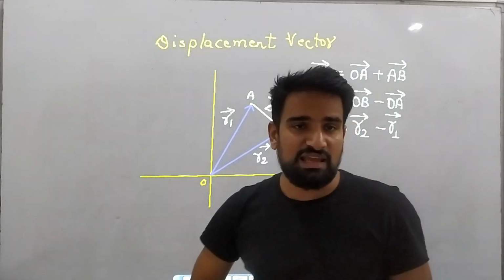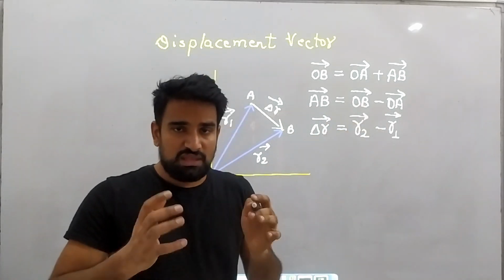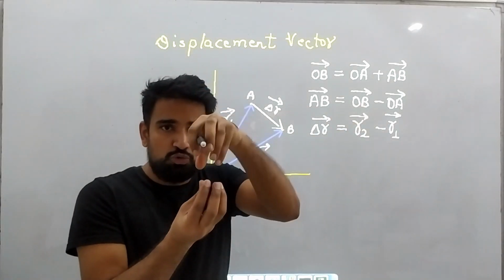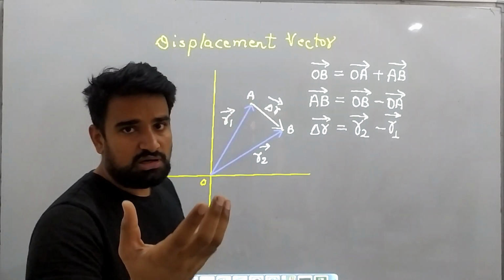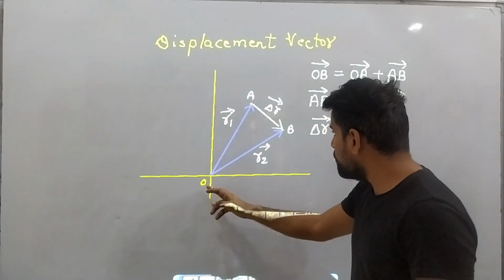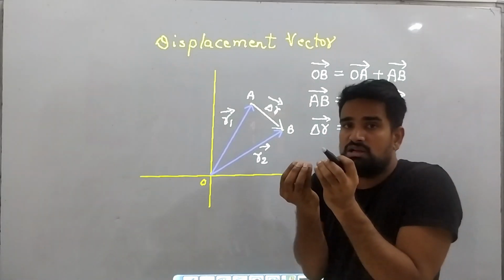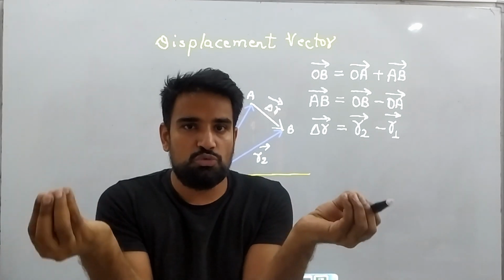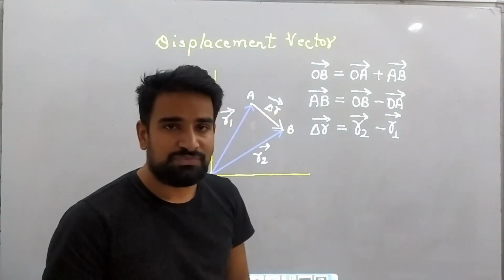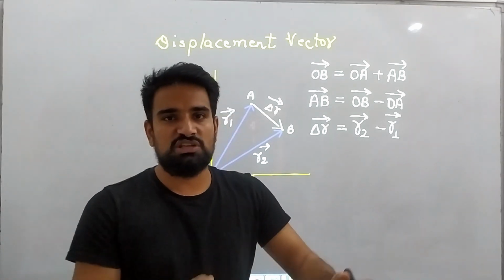So I can clearly say that the displacement vector is the difference of two position vectors. We know that OA vector is a position vector and OB vector is also a position vector. So the displacement vector is the difference of two positions, the shortest distance between two points. The shortest distance is AB, and it represents the difference of two position vectors.